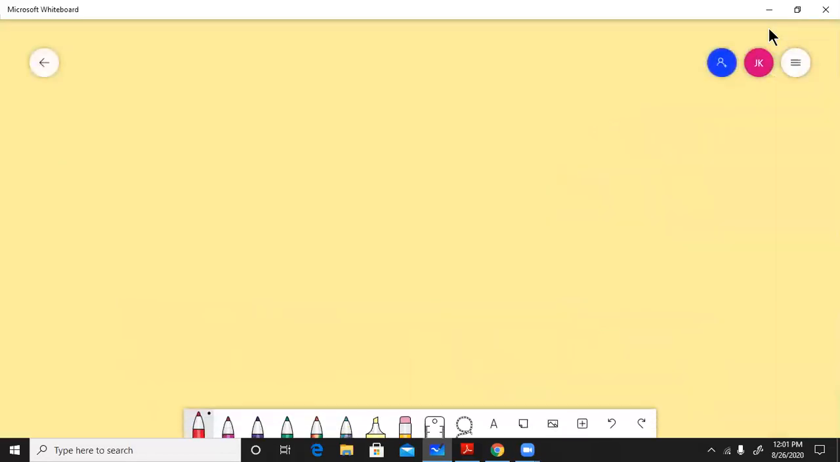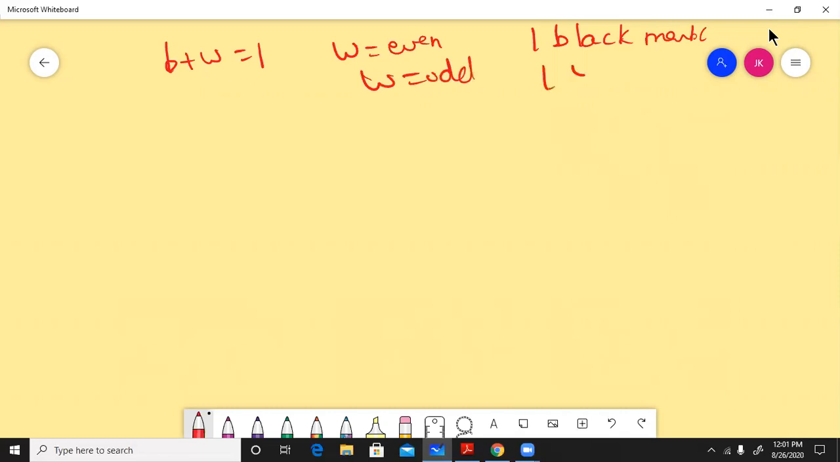Yes. So what is our condition? B plus W is equal to 1. When W is even means I'll be left out with one black ball, black marble. Clear? When W is odd means I'll be left with one white, one black. I've already explained. Now we go with this.